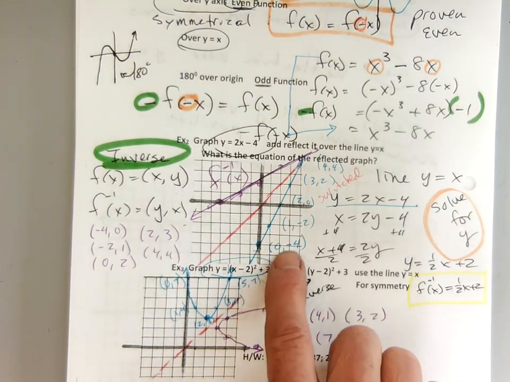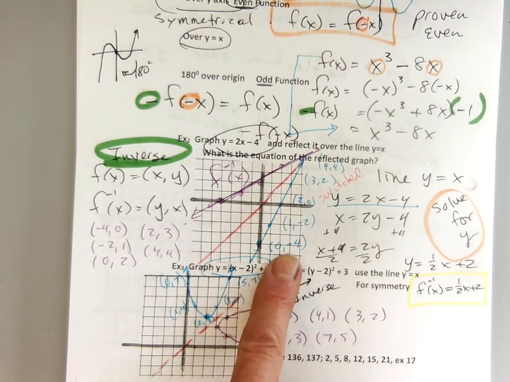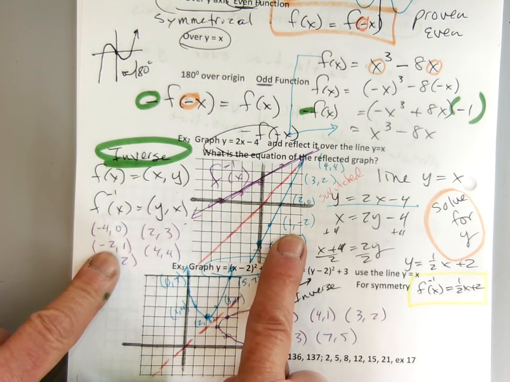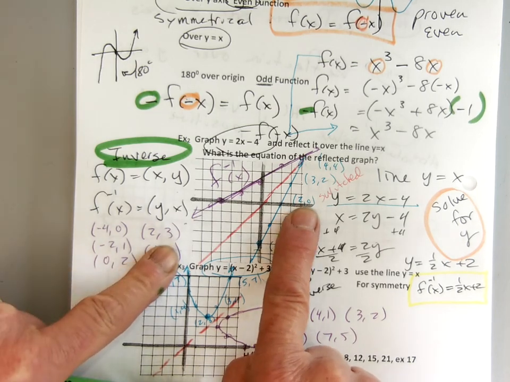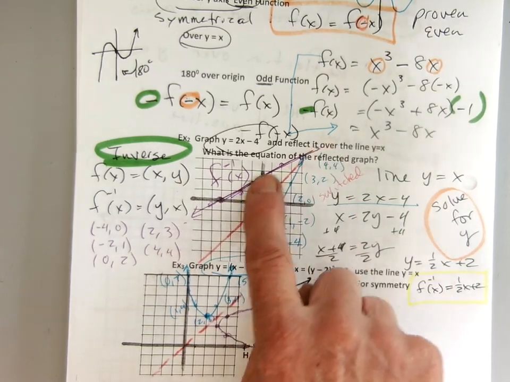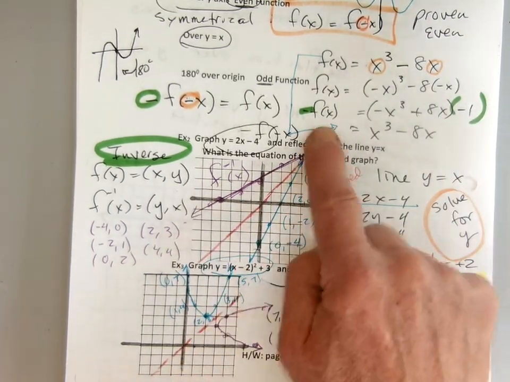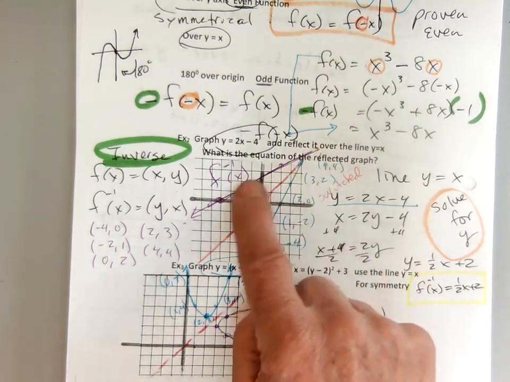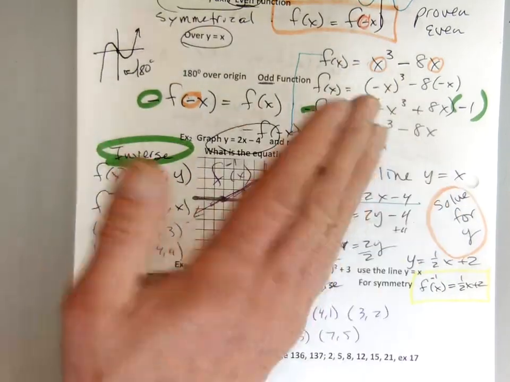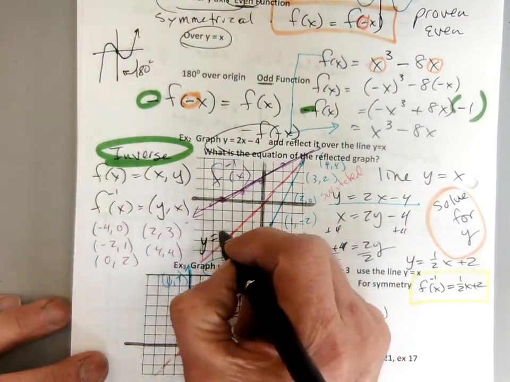Then I took a look at some specific points along this line, and I switched them. I switched x with y, x with y, x with y, and x with y. And then I regraphed these. So I graphed the point -4, 0, -2, 1, and so forth. And I wound up graphing this purple line. This is the inverse of my original function, and they are indeed reflections over the line y equals x.